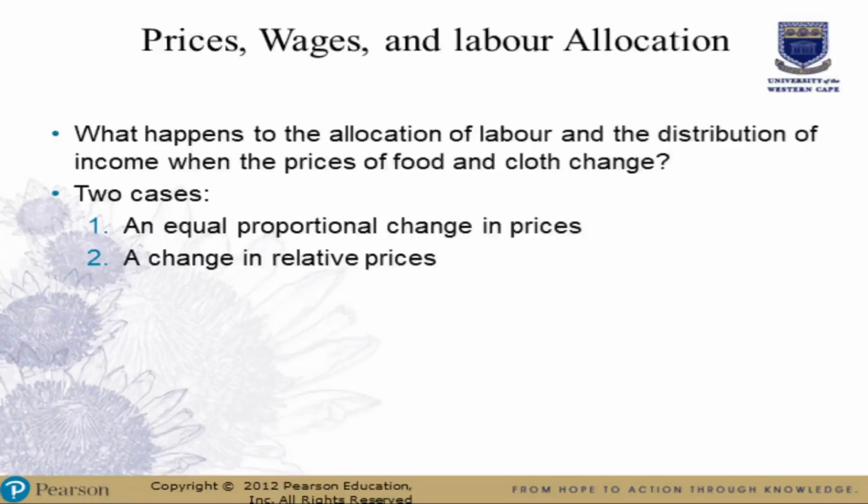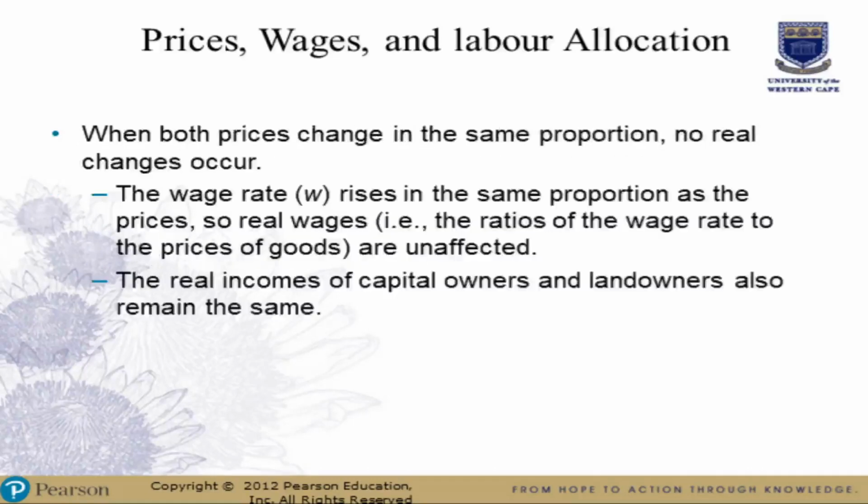Given the equilibrium production point, let us now examine what happens when there is a change in the price of cloth and food to the allocation of labor and income distribution. The changes in the price of cloth and food can be broken down into two parts, namely an equal proportional change in both prices and a change in only the price of one good, or what we call a change in relative prices.